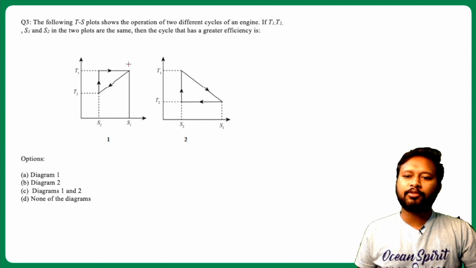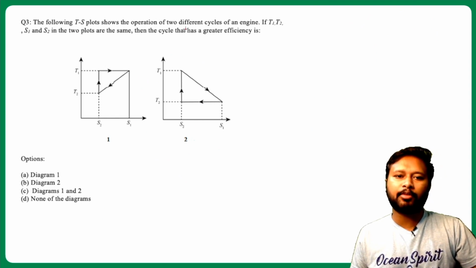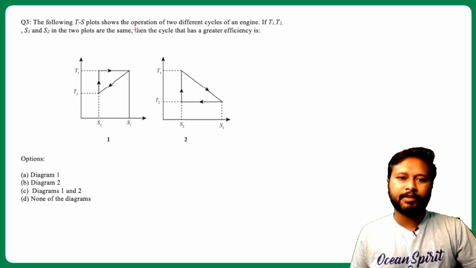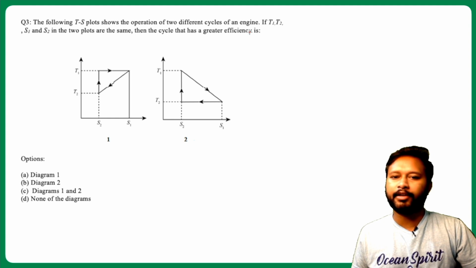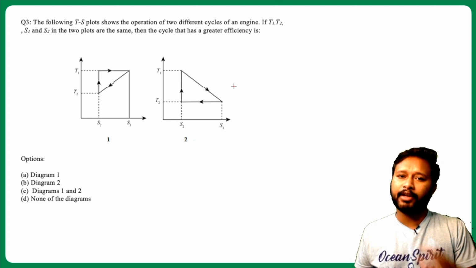All right, the next question is pretty simple. It says that the following TS plot shows the operation of two different cycles of an engine. If T1, T2, S1, S2 are in the two plots the same, then which cycle has the greater efficiency? So they are asking you which cycle has greater efficiency. It is very simple to do.